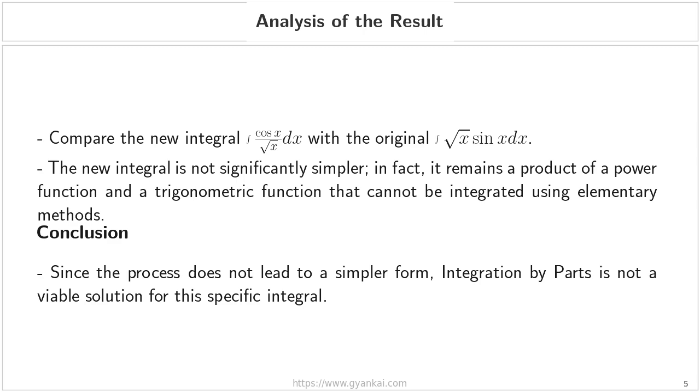We might need to explore other integration techniques, or it might be an integral that doesn't have a closed-form solution expressible in elementary functions. Remember, it's crucial to recognize when a method isn't working. Don't force it. As we'll see on the next slide, avoiding common pitfalls like this is key to successful integration. The constant of integration, c.